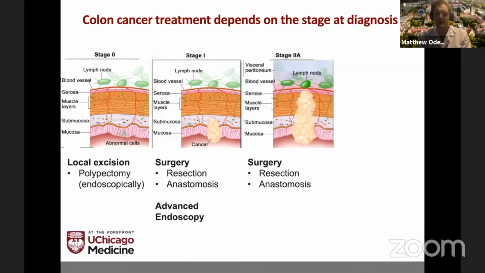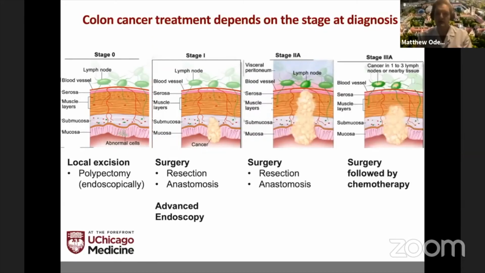For more advanced colon cancer, such as stage 2 and stage 3 colon cancer, these are colon cancers that have invaded farther into the muscular layer and even have local metastases either into the lymph nodes or into nearby tissue. Those always require surgery at the current moment. And stage 3 cancer that's gone to the lymph nodes requires chemotherapy afterwards. And stage 4 cancer, which is metastatic, often requires chemotherapy and may require procedures for palliative purposes.